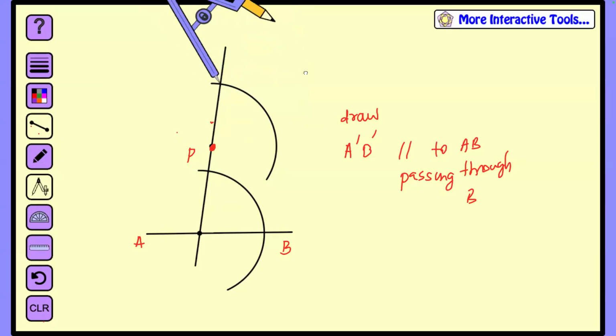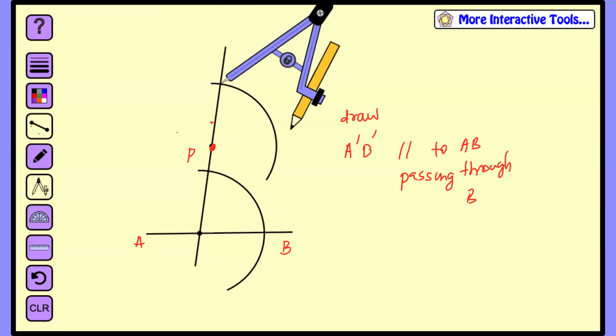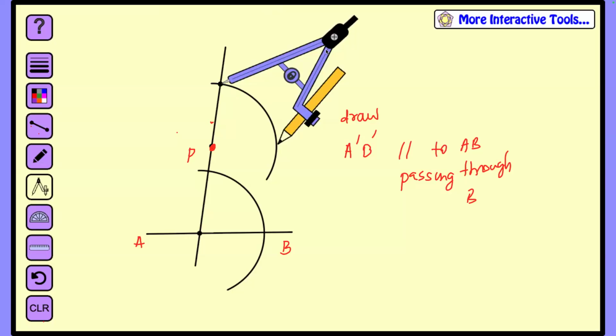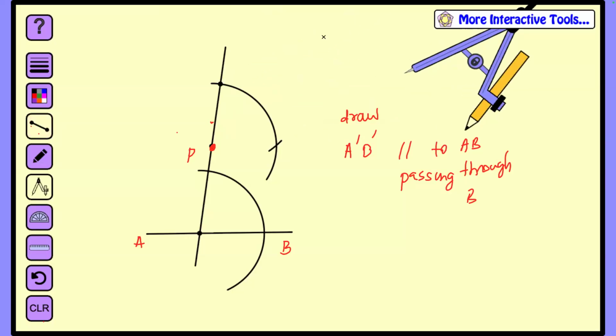I'm not able to draw here because it went up. Okay, now I'm able to. So you'll just cut the arc. That's all. Now you're going to connect these two. See that line, A'B'. This line A'B' passes through P. So A'B' is now parallel to AB, passing through P. Make sense? Johan, did you get it?